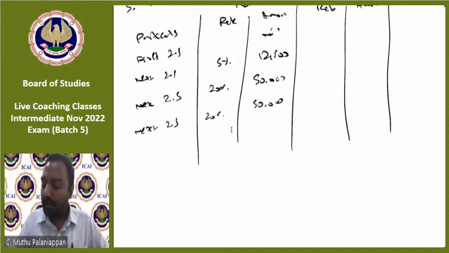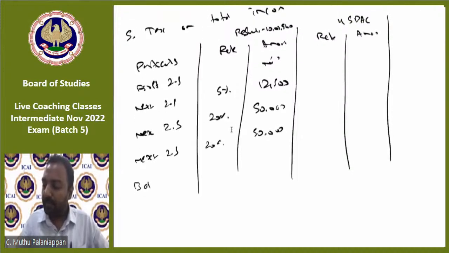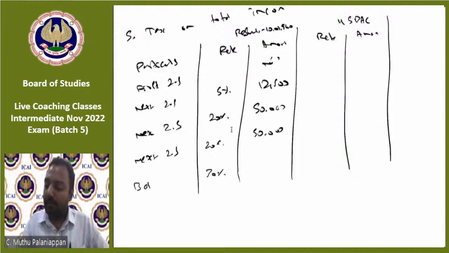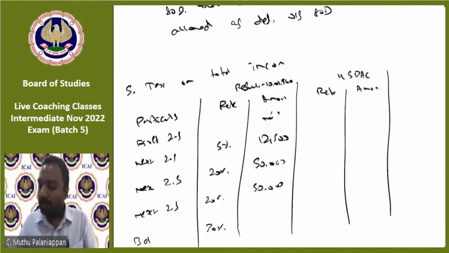Okay. And so 2.5, 5, 7.5, 10. So balance is 30%. Correct. Balance is 30%. 2.5, 5, 7.5, 10, balance. So balance is 1,940. So you take 1,940 into 30%. So that is 582.